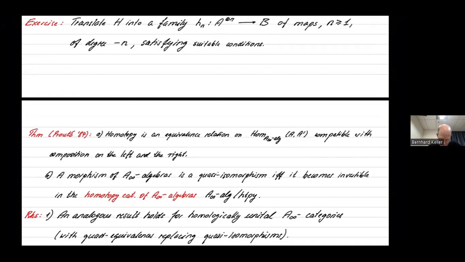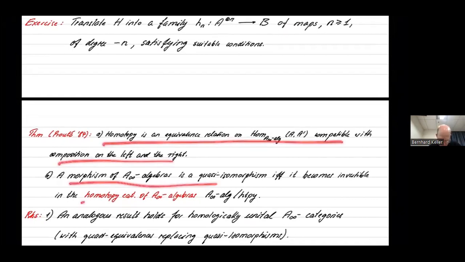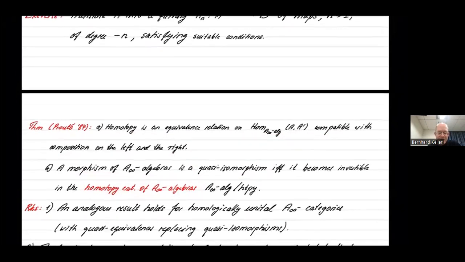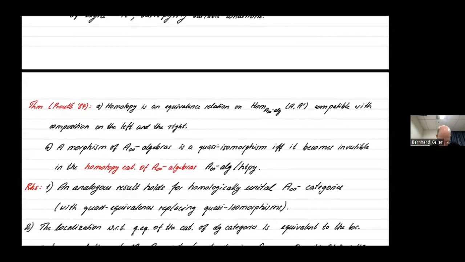Okay, but for A-infinity algebras, we have this strong theorem: quasi-isomorphism and homotopy equivalence are the same thing. Okay, and this also extends from algebras to A-infinity categories, where quasi-equivalences replace quasi-isomorphisms.